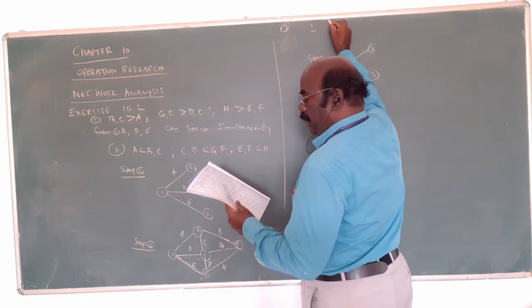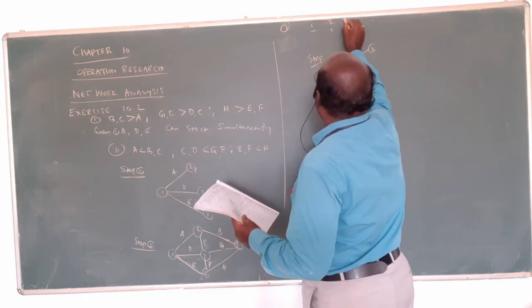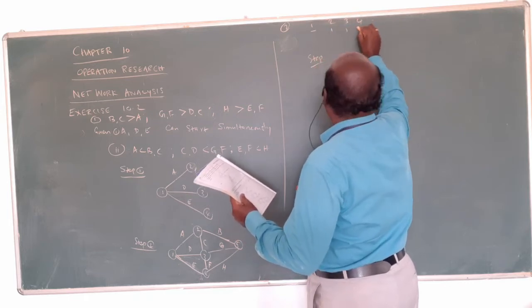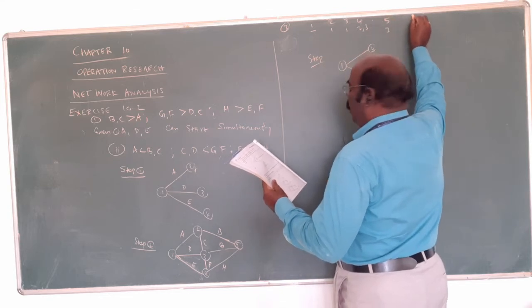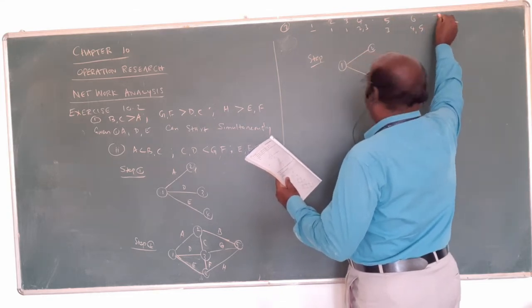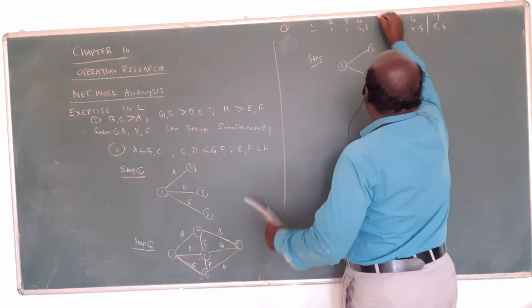Here 2, 1. 3, 1. 4, 2, 3. Next, 5 is 3. Next, 6 is 4, 5. Next, 7, 5, 6. In this way, one box is given.